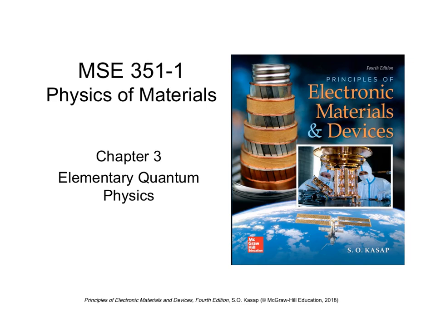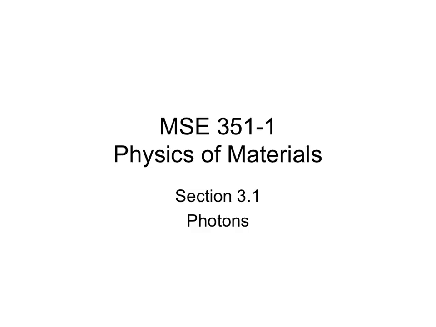In Chapter 3, we will cover elementary quantum physics. Much of the physics of materials requires the physics of atoms or elementary particles such as an electron. In several aspects, these elementary particles do not behave classically and require us to use quantum mechanics. In this section, we will describe aspects of light which are best described using the concept of light as a photon.